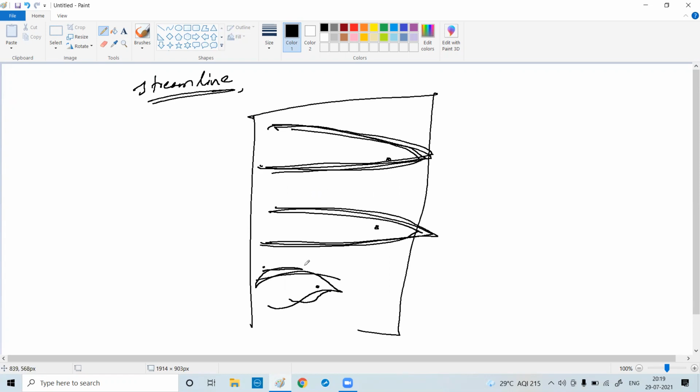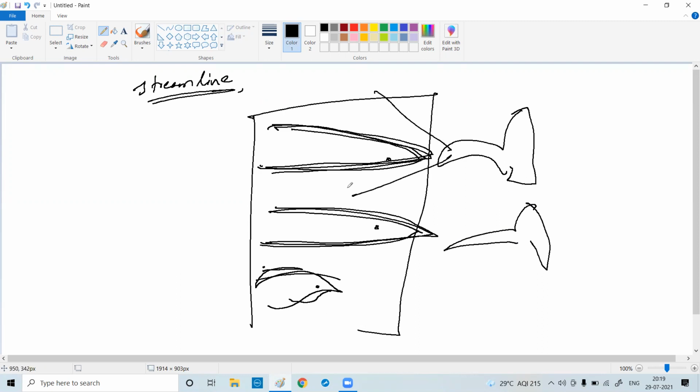Aerodynamic. Why? Have you seen a bird like this? Have you seen any aeroplane like this? No. Why? Because it has to cut the air. You have to cut the air.